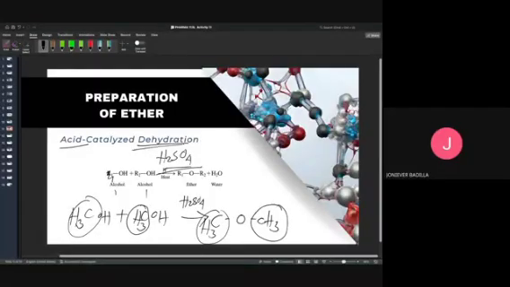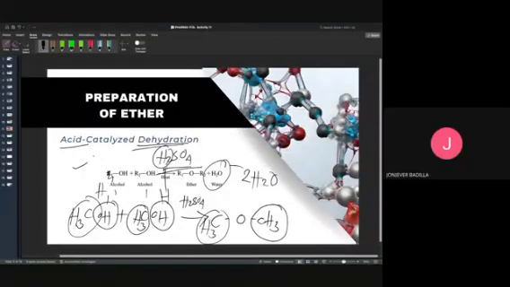Since this is dehydration, your OH will combine already with the hydrogen present in your sulfuric acid. Since it involves two molecules of alcohol and we have two hydrogen atoms, each hydroxyl functional group will be receiving a hydrogen atom to form as well two molecules of water for each of this reaction. So that's your acid catalyzed dehydration.